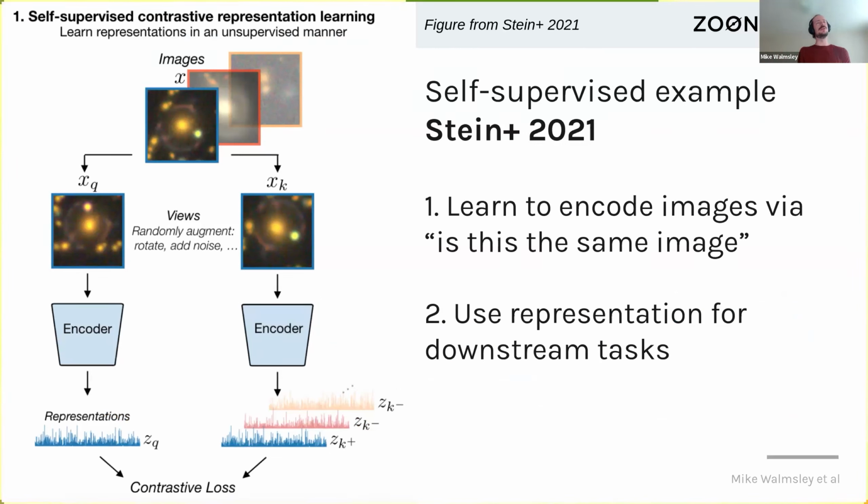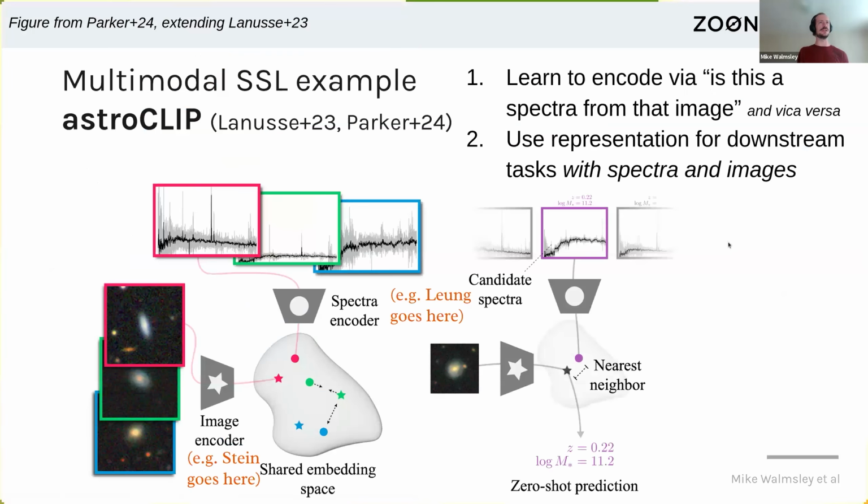One brief example just to ground that is from Stein 2021, where they used a simple contrastive approach. They take the images, they give them two different augmentations, transforms, and then try to train their encoder to predict the same representation for an image given two different transforms, and different representations if these images are different. Classic setup.